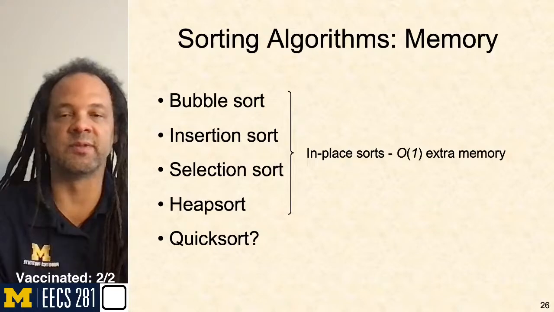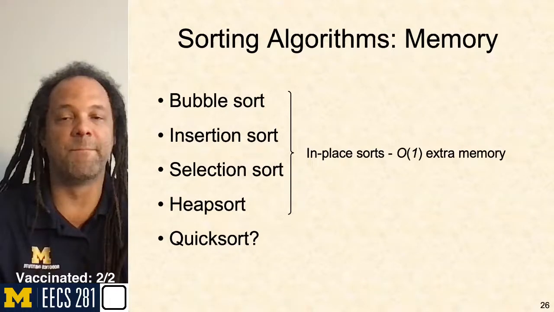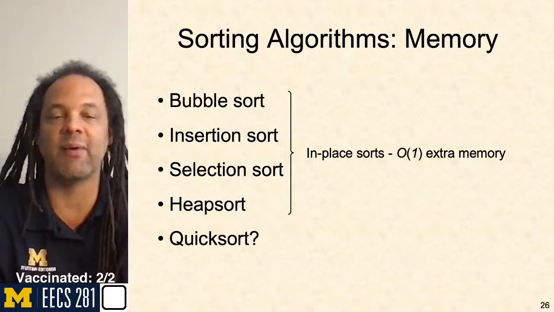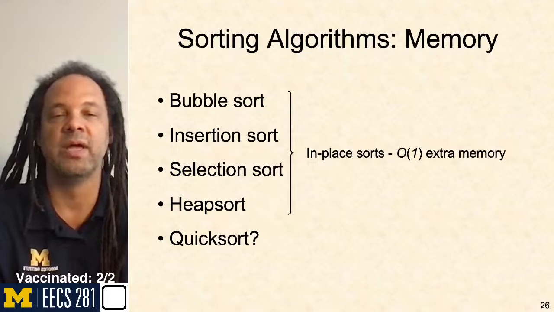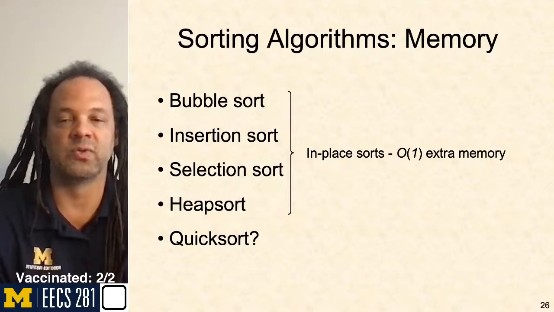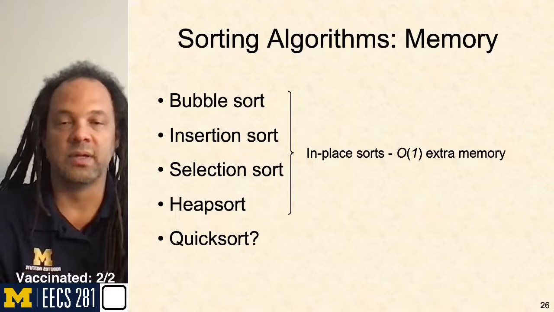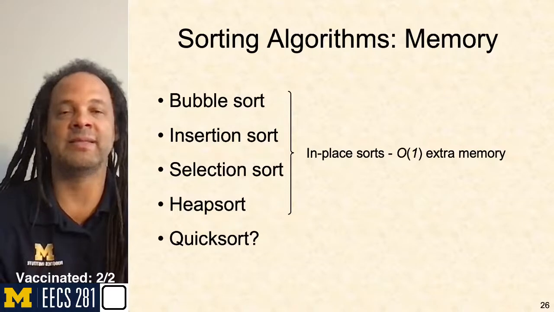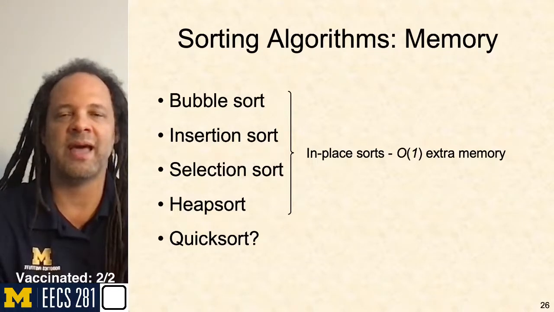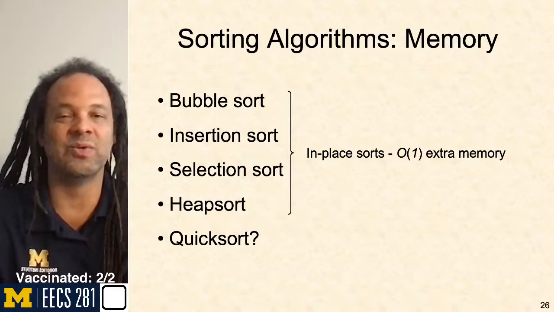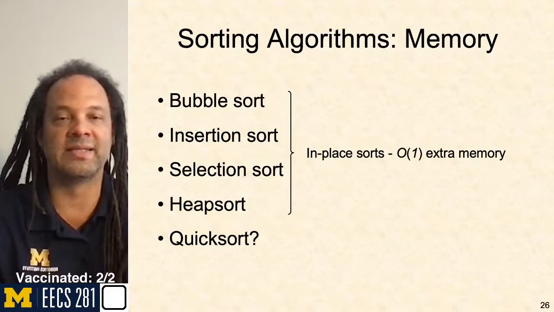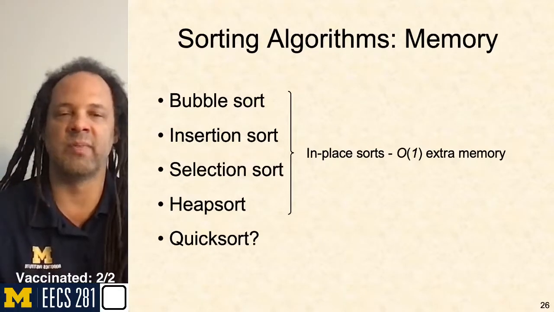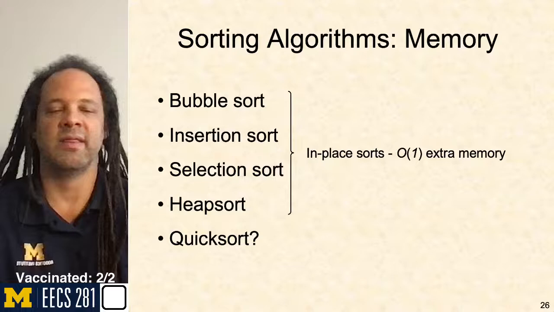In terms of memory, bubble, insertion, selection, and heap sort are all in place, so we can do that with a constant amount of memory. I need just enough memory to do my swapping to make those sorts work. Quicksort needs only a constant amount of memory for the algorithm, but the implementation, the stack frames, cause us to use some more memory. So the data still gets sorted in place, but I use more than a constant amount of additional memory because of the stack frames.